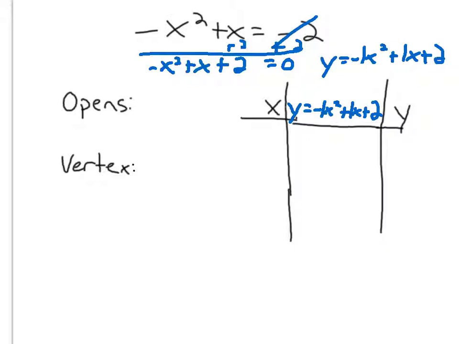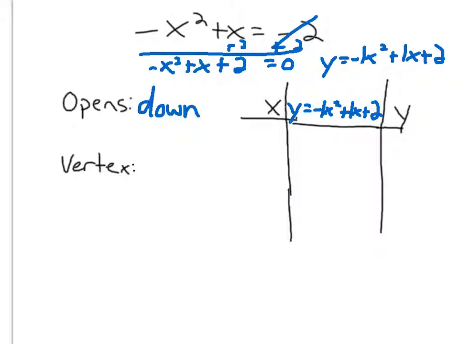And first thing I want to do is decide, how does this open? Well, it's going to be opening down because our a is a negative 1. And the reason why I want to decide that right away is because it's going to help me check at the end that my graph could possibly be right. Because if I know that the a is negative and my points ended up going upward, then I did something wrong. And I can try to spot that right away.